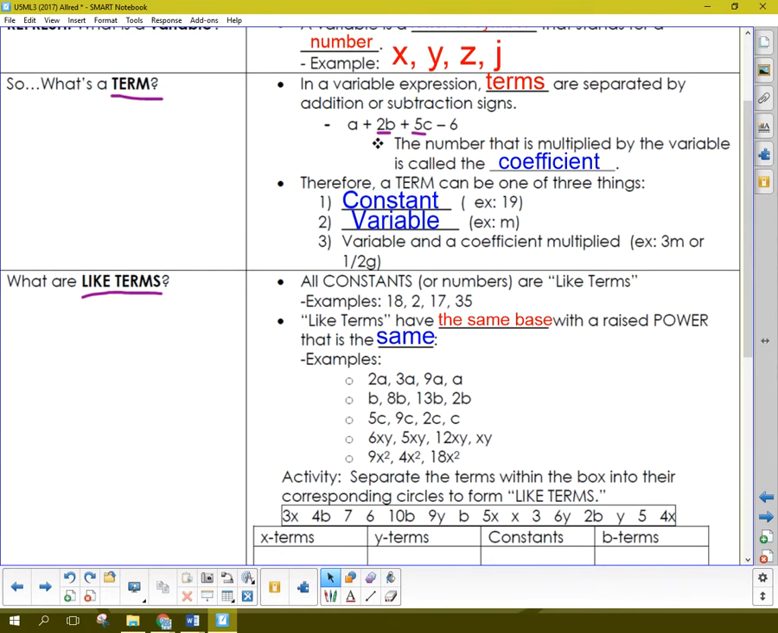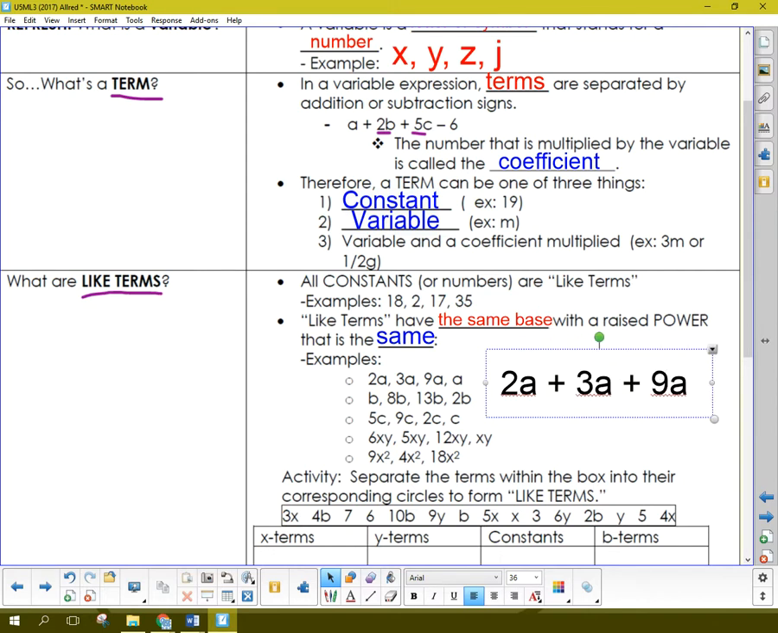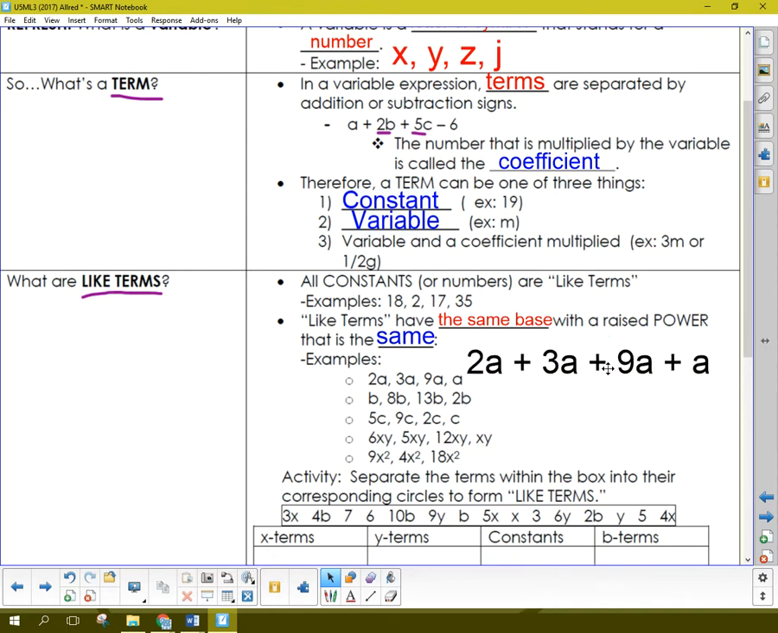For example, if I had 2a plus 3a plus 9a plus a, I could combine all those terms together because they all have the same base and the same power. 2a plus 3a is 5a, plus 9a is 14a's, plus a would be one more a, 15a's. All those things would combine to 15a. All these b terms could be combined, all these c terms could be combined, all these xy terms could be combined, and all these x squared terms can be combined because they have the same base and the same power.